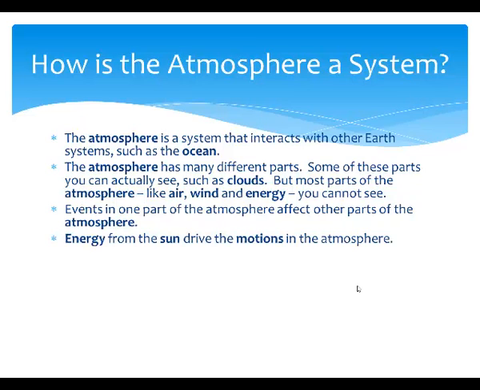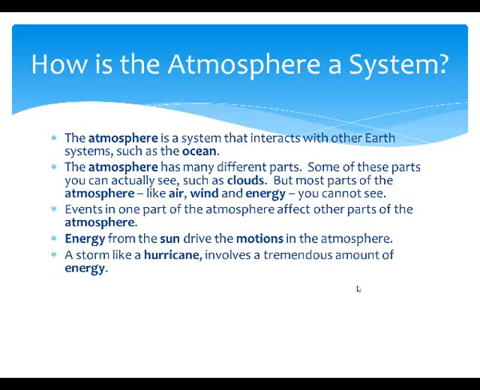Energy from the sun drives the motions of the atmosphere. The way in which we have wind is due to the temperature differences on our planet. So as the temperature of the atmosphere increases in certain areas, those molecules gain more energy, they move apart, they become less dense, therefore they rise. As those molecules rise, new molecules have to fill the space that they leave. This creates the wind on our planet.